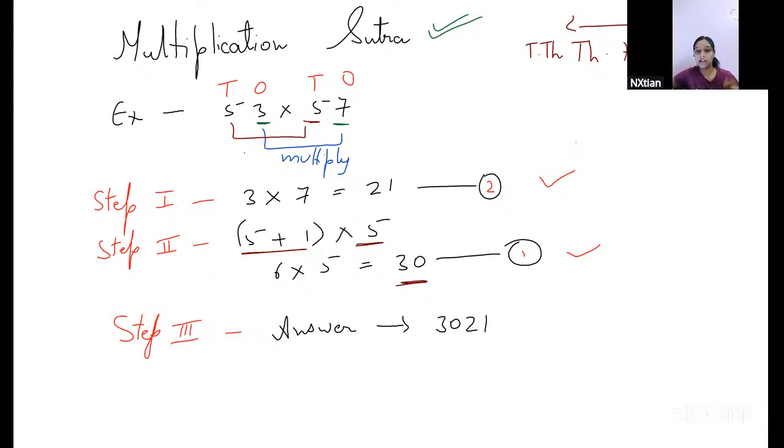Now I have two answers. I have my left side of the answer and my right side of the answer. We will put them together. The second part we will put first, as the left side of the answer, and the first part that we calculated will always come on the right side of the answer. Put them together and we have the answer 3024.